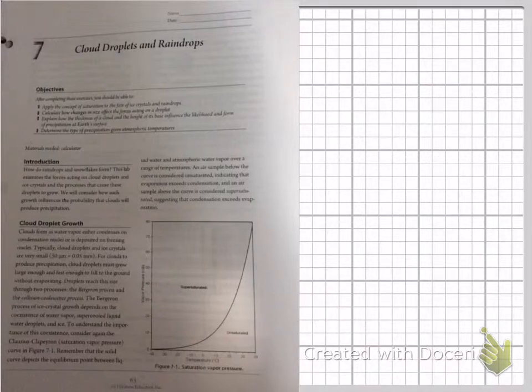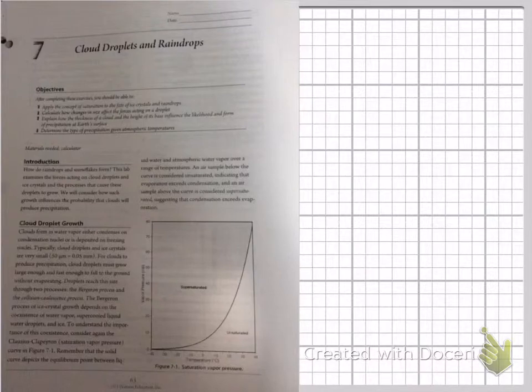So to review, Lab 5 was all about getting water into the atmosphere, so humidity. Lab 6 was about taking that water that was gas and turning it into a liquid or a solid, so making clouds, so condensation for Lab 6. And Lab 7 is all about precipitation.